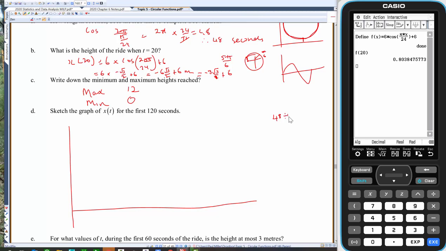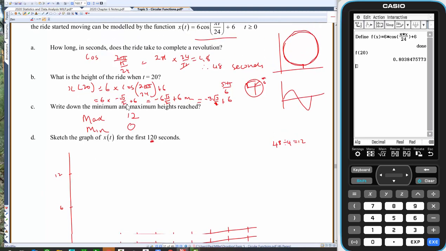We're going to divide that by 4, which is 12. Okay, we want it for the first 120 seconds. So 12, 24, 36, 48, 60, 72, 84, 96, 108, 120. Okay, it's got a mean line of 6, so we're going to go 6 up, then another 6 up, 12.